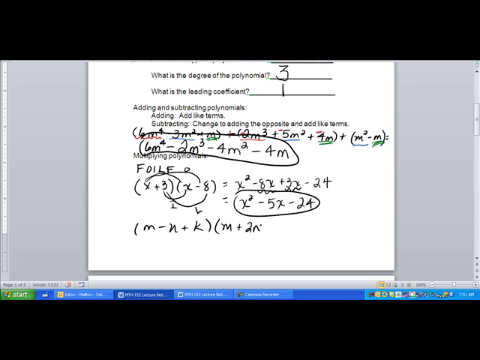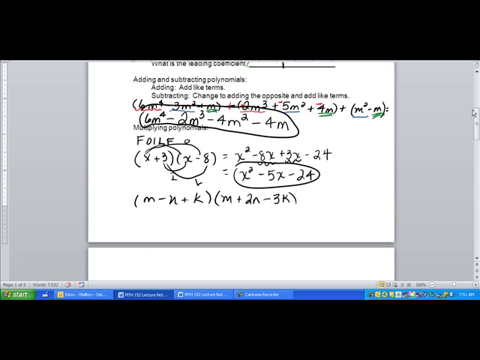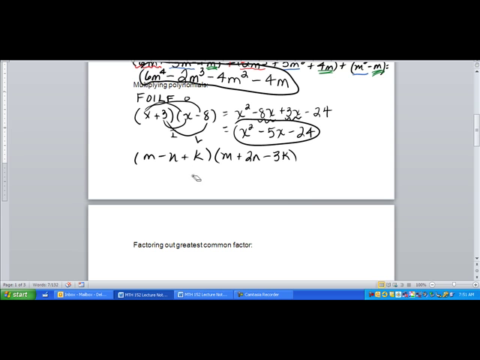Plus 2n minus 3k. Okay, it looks like I'm going to run out of space here, so one of the things you may find useful. Okay, it's not going to let me write over there on the side, so let's see if I can do it at the top. So I'm going to take m minus n plus k.